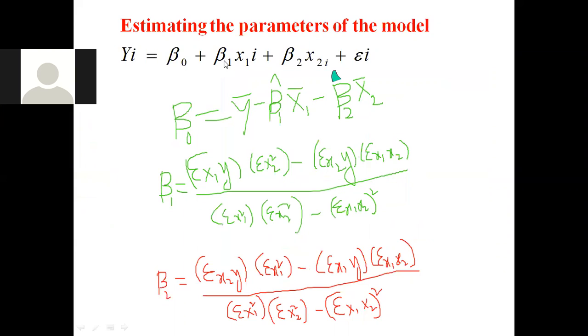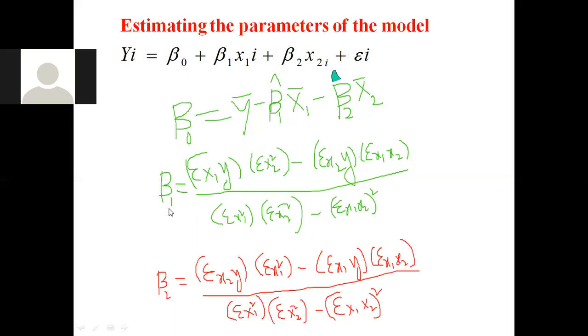Then how can we calculate beta 1? Here beta 1 is equal to, open the bracket, summation small x1 y into summation x2 square, minus, open the bracket, summation x2 y into summation small x1 x2, close the bracket, divided by summation x1 square into summation x2 square minus summation x1 x2 whole square.